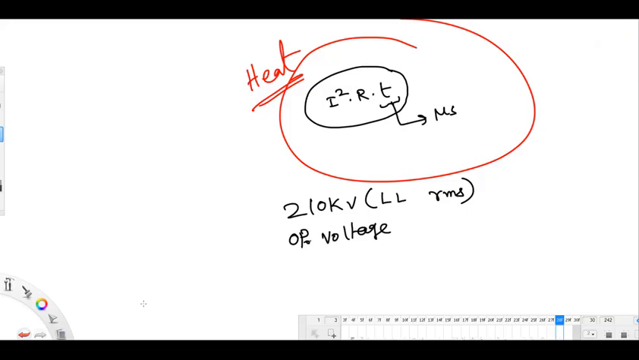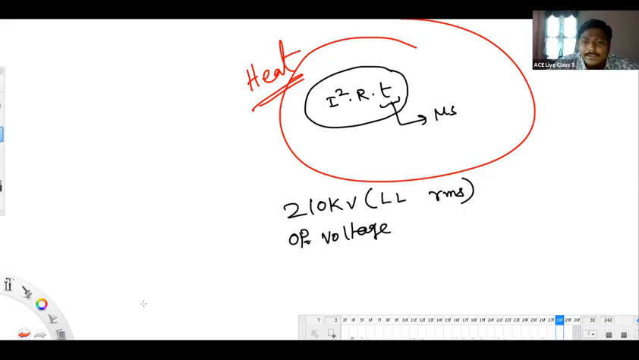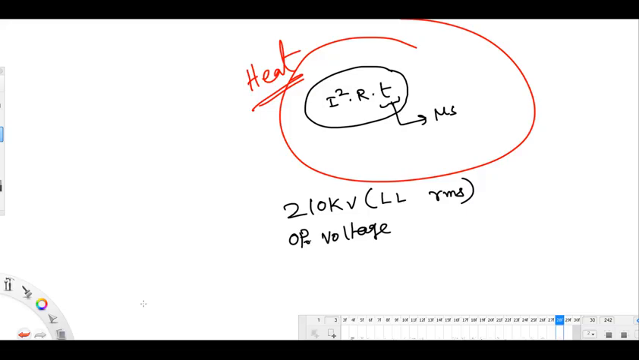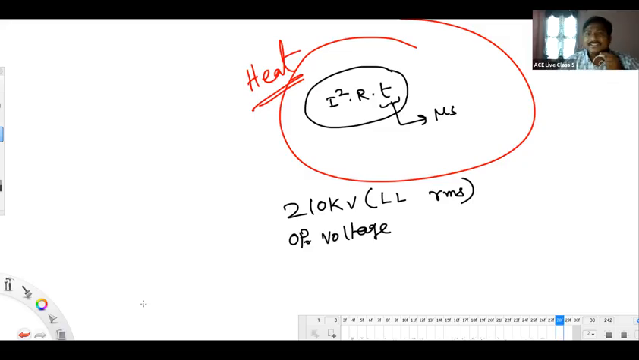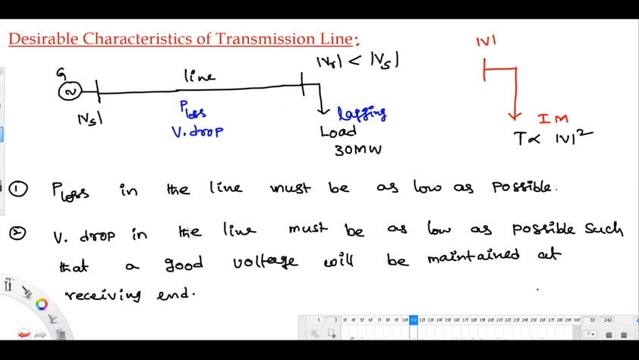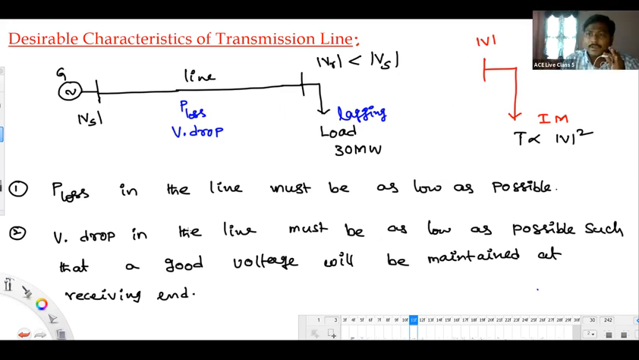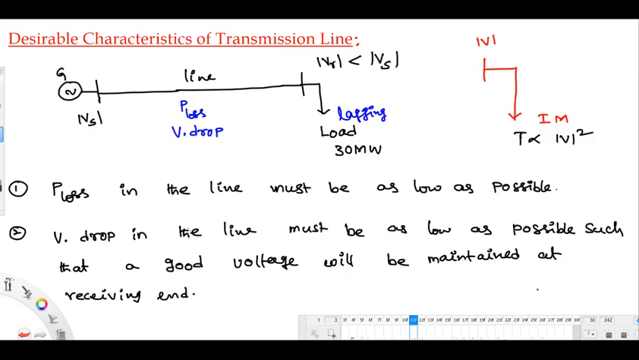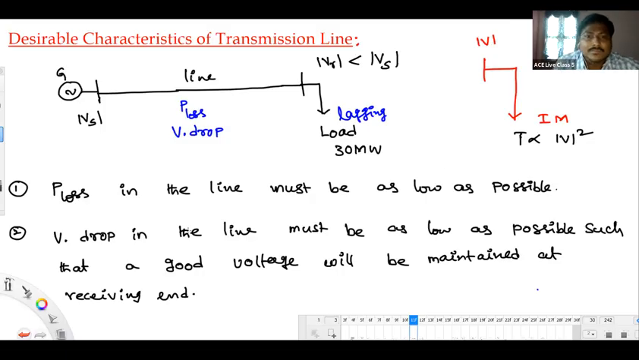Not a mathematical relation, sir? I discussed those two separately, even though I discussed them under the same heading of desirable characteristics. Those two are separate. If power loss is more, I have to reduce it. If voltage drop is more, I also have to reduce it. Both are different aspects. Okay, sir, that's all right. Thank you, sir.